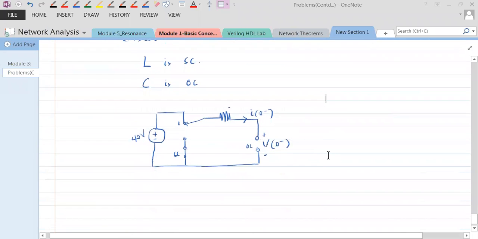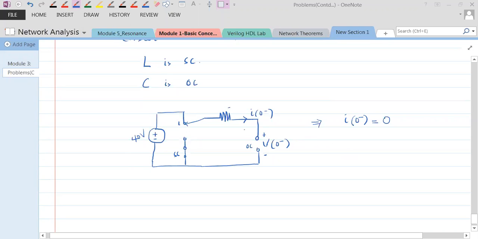So this is how the things are going to look like. Now we can directly say that I of 0 minus is 0. Is that okay with you, everybody? I of 0 minus is 0. Fine. So since there is an open circuit here, this implies that I of 0 minus is 0. Understand that? Now since I of 0 minus is 0, I of 0 plus is also going to be 0.